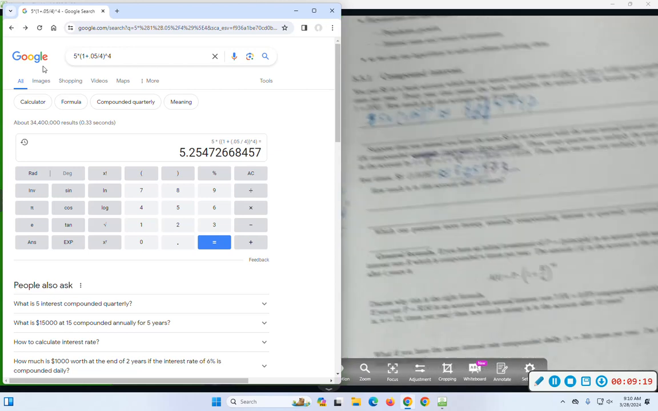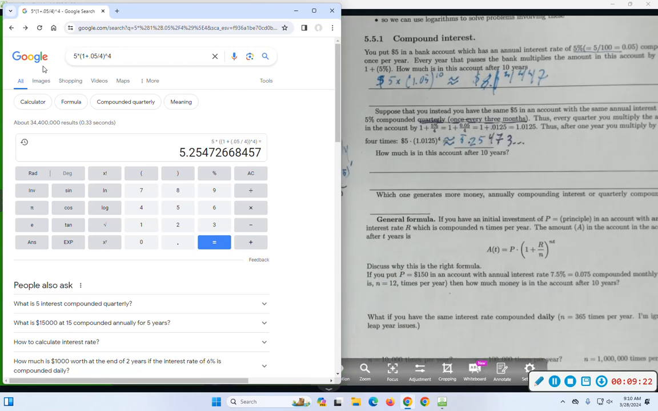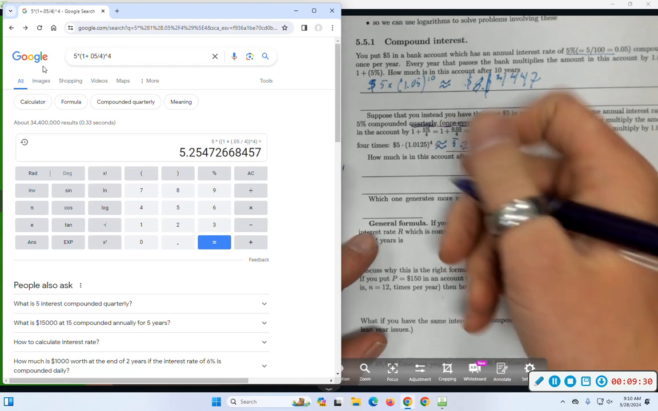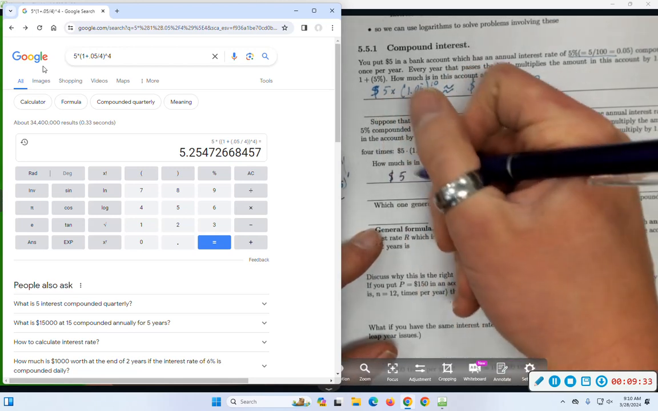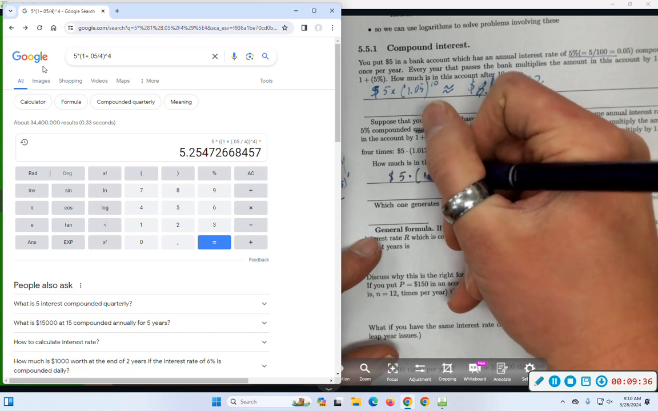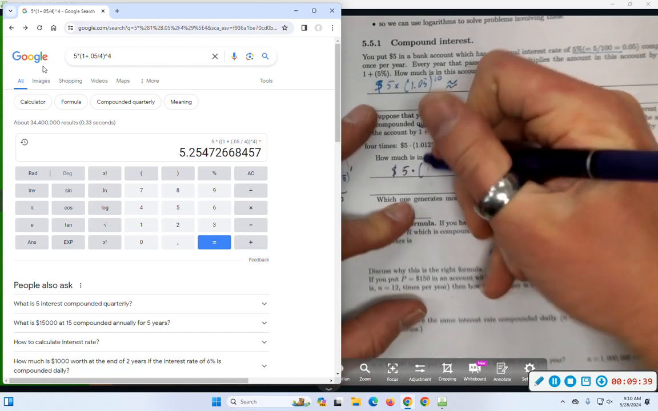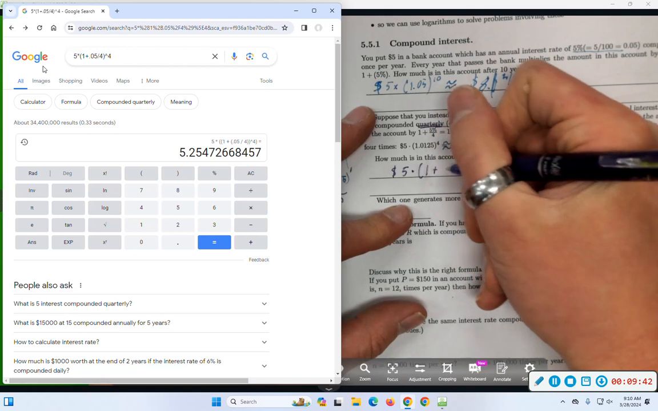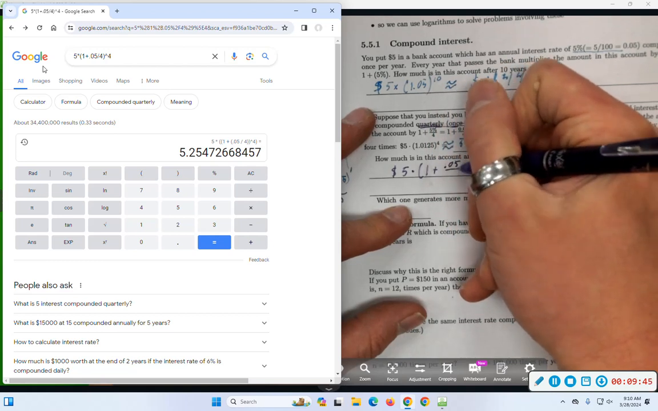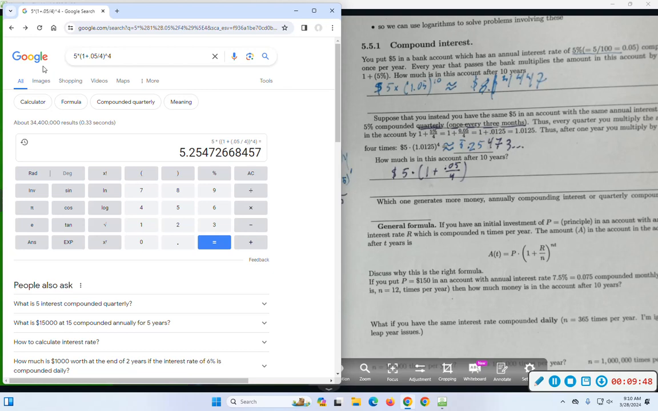All right, cool. So in order to see something where we'll be able to appreciate the difference, let's see if you left this money in that account for 10 years instead. So then what would the bank do? It's going to multiply by this same quantity. So you have your initial $5, and the bank's going to multiply by 1 plus your 5%, 0.05, divided by 4. And it's going to do that once every quarter. And how many quarters are there in 10 years? 4 times 10 of them?